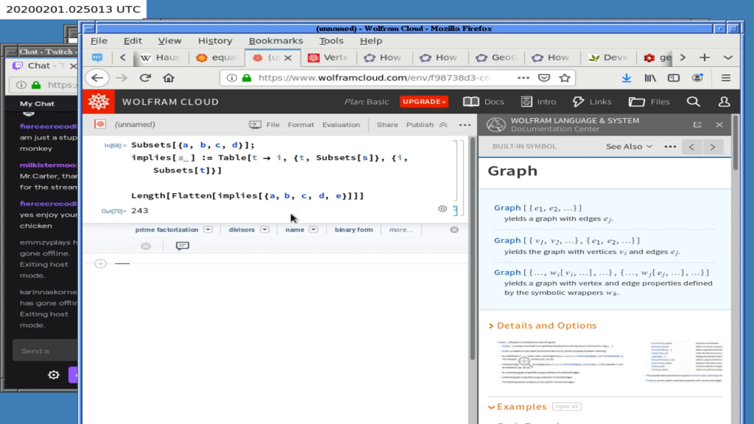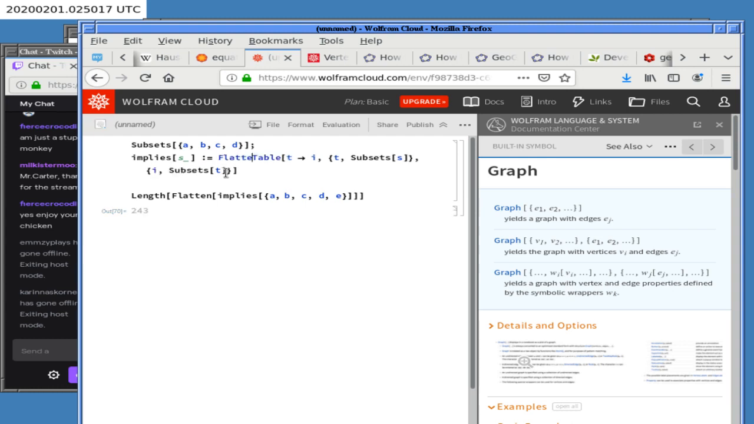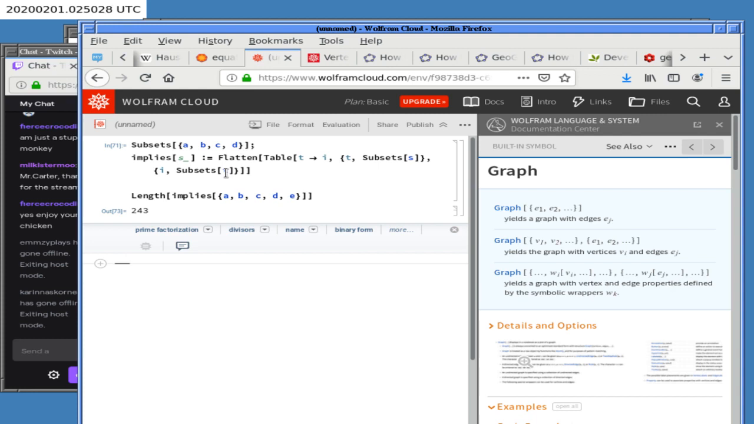So I think I can actually fix that by just putting the flatten in here, since we're not actually doing anything. And then I don't need this one extra flatten, and let's see what this says. Okay, cool. Now, this is where it gets ugly.